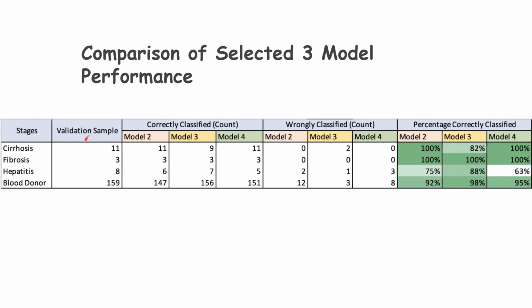Let's look at the validation sample itself, originally, how much do we have for cirrhosis, fibrosis, hepatitis, and also blood donor. So from this part, we can see that for model 2 itself, we're having about 100% of cirrhosis and fibrosis correctly classified. But when it comes to hepatitis, it seems like it's not so good. And for model 3 itself, it seems balanced overall. And for model 4, you can see some misclassification happening where the hepatitis itself is not that good.